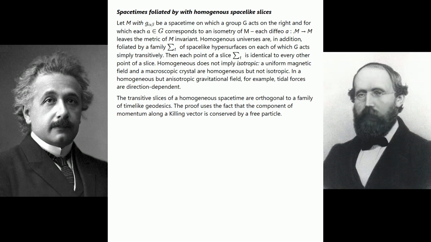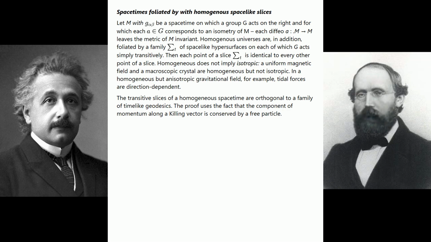Spacetimes foliated by homogeneous space-like slices. Let M with G sub alpha beta be a spacetime on which a group G acts on the right and for which each A that is a member of G corresponds to an isometry of M. Each diffeo A: M → M leaves the metric of M invariant.